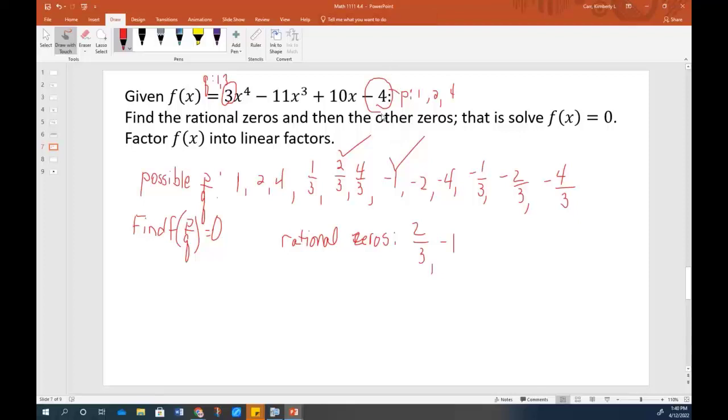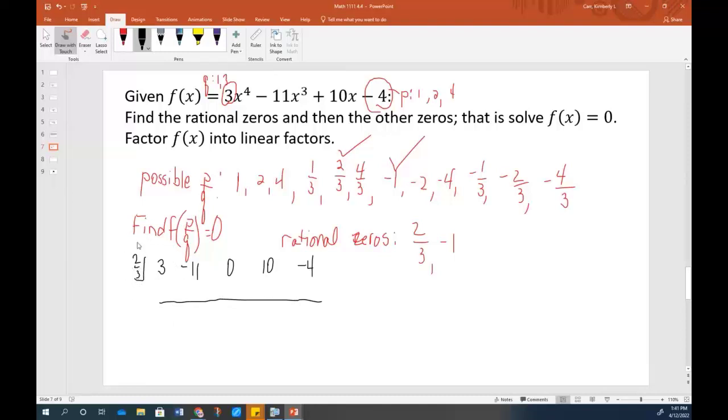use synthetic division. So if I take 2/3 and then I put these coefficients, so I have 3x to the 4th, -11x to the 3rd, 0x squared, 10x to the 1st, and -4. So I didn't skip any powers. That's 4, 3, 2, 1, nothing. So doing my synthetic division, remember we add going down and then we multiply.